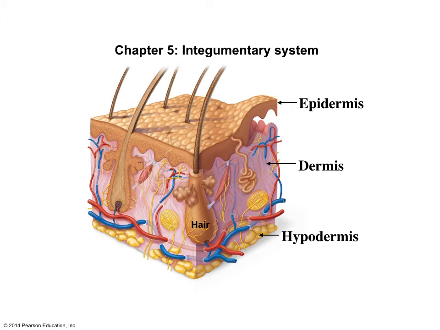Chapter 5 is on the integumentary system, which is basically your skin. The two parts of the skin would be the superficial epidermis and the underlying dermis. Deep to the dermis is the hypodermis, a layer of adipose tissue. The hypodermis, however, is typically not considered to be part of the integumentary system.